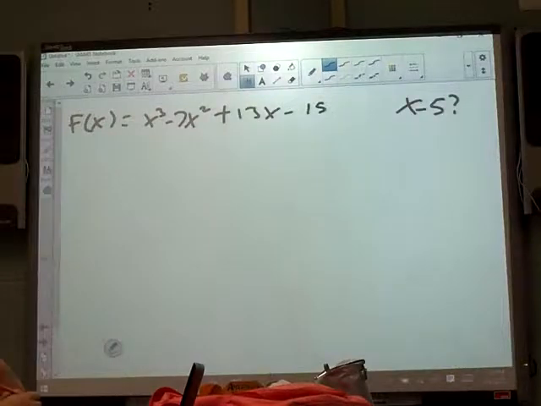I got f of x is equal to x cubed minus 7x squared plus 13x minus 15. I'm asking you yes or no over there with a question mark. Is x minus 5 a factor of that? If it's a factor of that, how will I know? What did we do in the synthetic? Zero. Very good. The remainder will be 0.